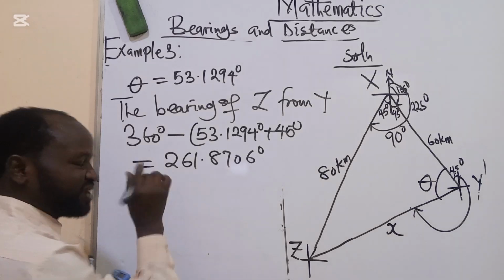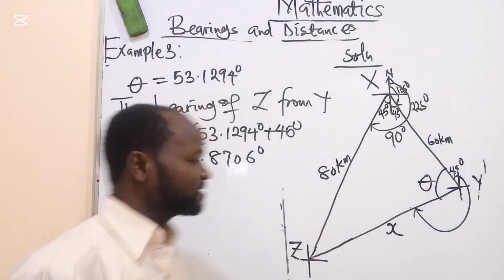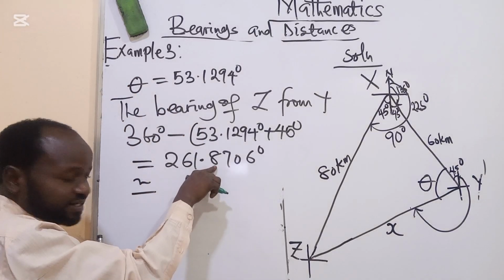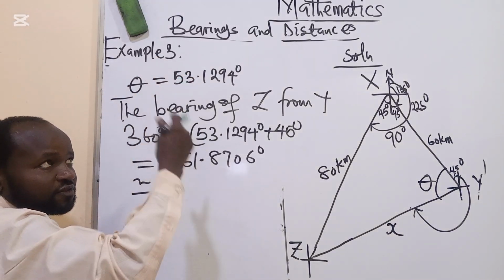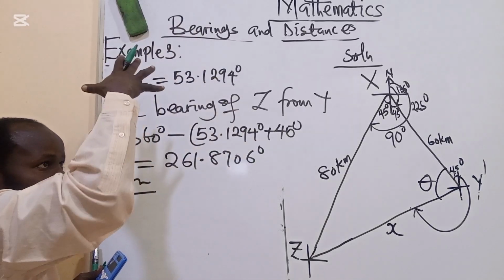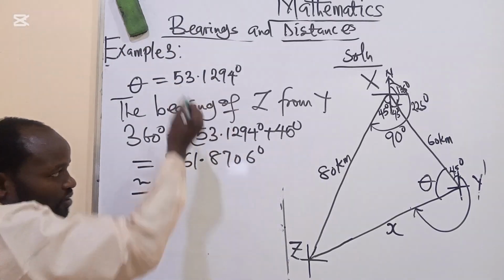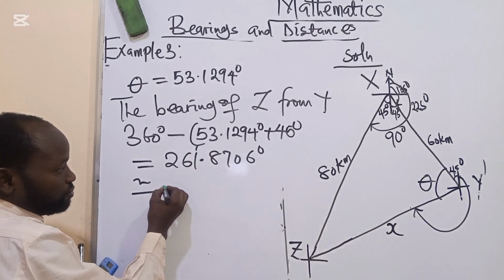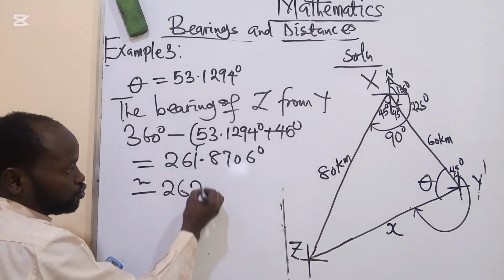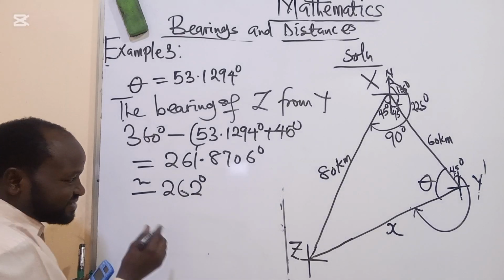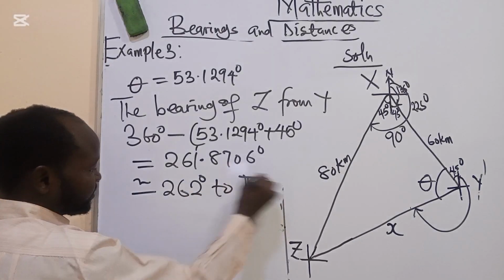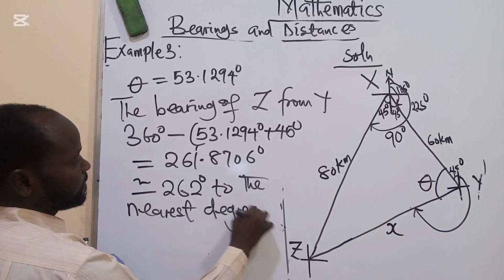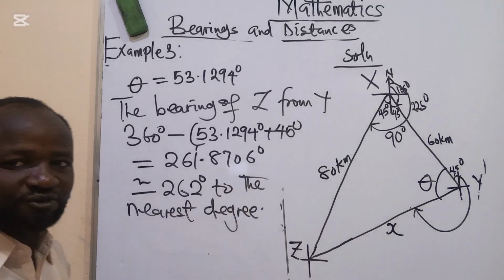To the nearest degree means to the nearest whole number. Very important. And to the nearest whole number, after this decimal, we'll look at the next digit. From 5, 6, 7, 8, 9 are all round up numbers. So we have to round this 8 up, meaning we add 1 to this 1 now. It will be 2, 6, 1 plus 1 is 2. So it will be 262 degrees to the nearest degree. To the nearest what? Degree. So this will be the bearing of Z from Y.